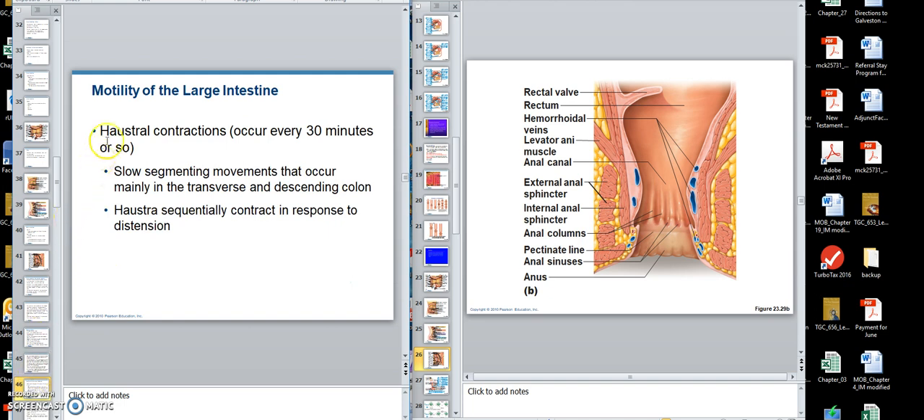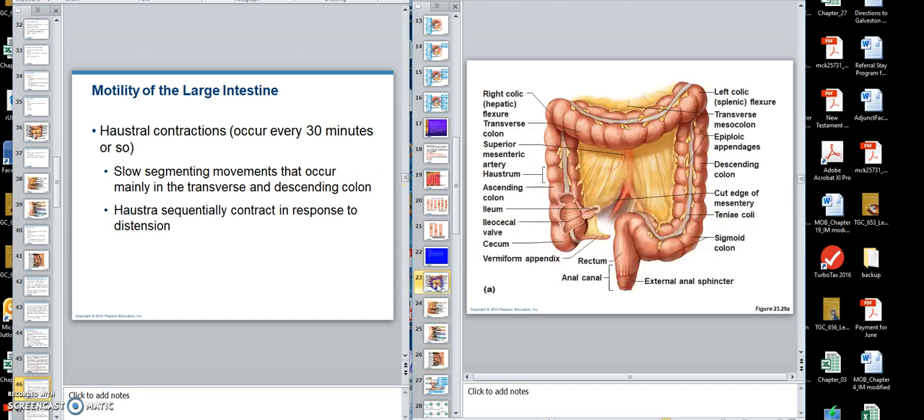Okay, motility of the large intestine. Haustral contractions, primarily due to the musculature, occur every 30 minutes or so. Slow segmented movements that occur mainly in the transverse and descending colon to move stuff along. They respond to having a distension there. They're trying to squeeze it through down here to defecate it.